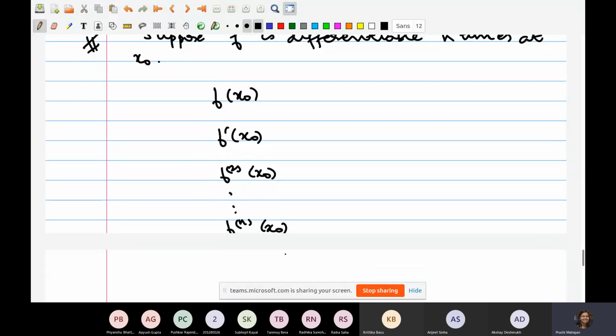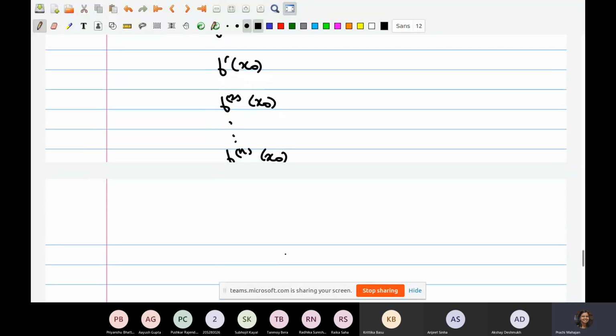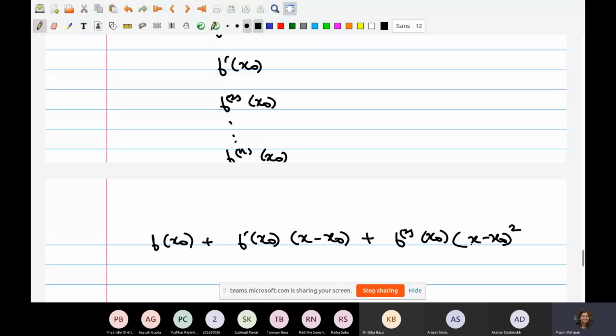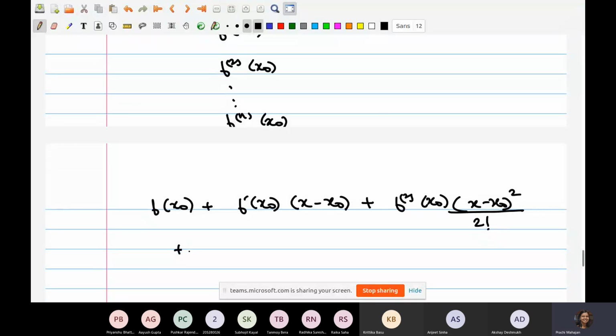So let me do the following. I'm going to look at the following polynomial: f of x naught plus the derivative of f at the point x naught times x minus x naught, plus the second derivative of f at the point x naught times (x minus x naught) squared by factorial 2, and so on, all the way to the nth derivative of f at the point x naught times (x minus x naught) to the power n by factorial n.